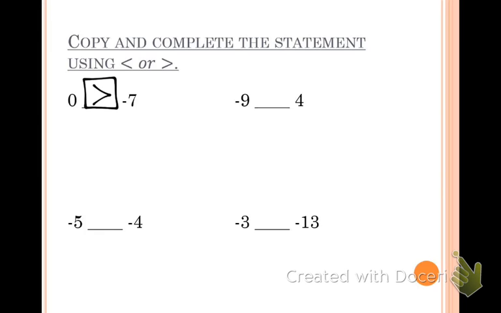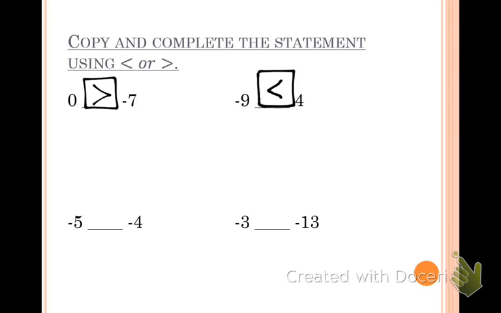Let's look at the next one. -9 and 4. Think about it like money. Would you rather have -$9 or $4? 4. I'd rather have $4 too. Read it to me from left to right. -9 is less than 4. Less than 4. Do the next one on your own.